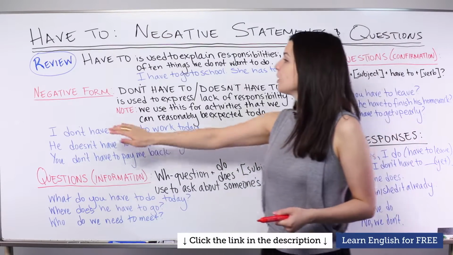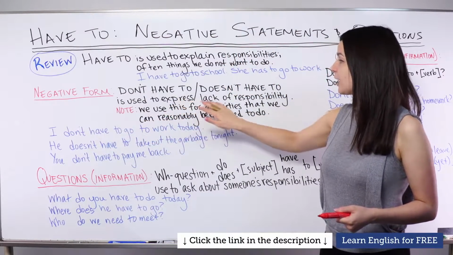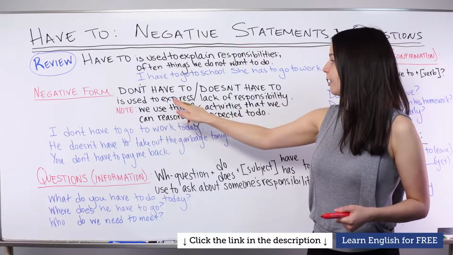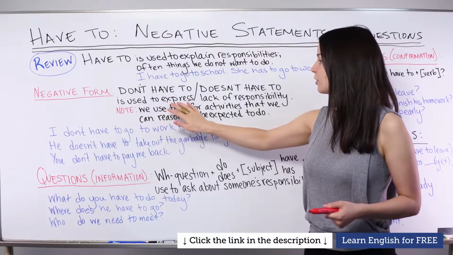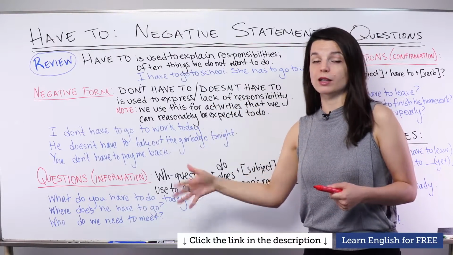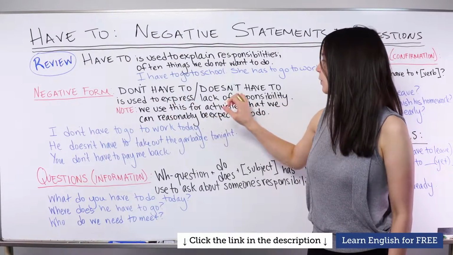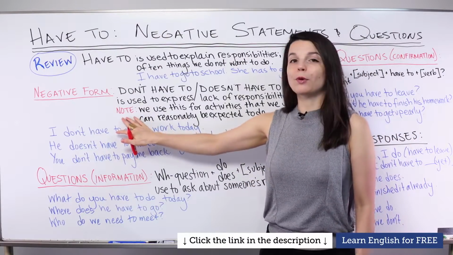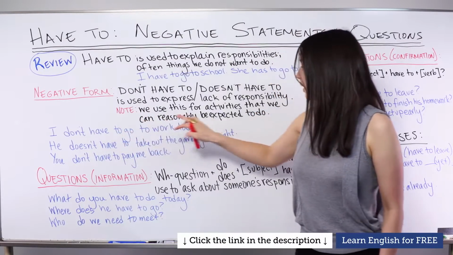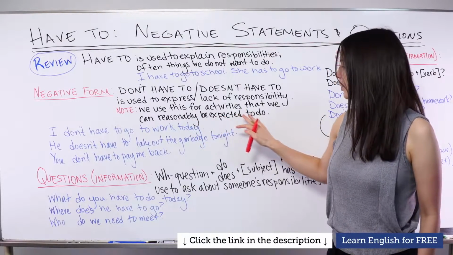Then, when we use have to in the negative form, it means we don't have a responsibility to do that thing. Or in other words, don't have to or doesn't have to is used to express a lack of responsibility. Lack of something means no of something, zero of something. No responsibility for something. So we use don't have to or doesn't have to. One important point about using this to make a negative statement: we use this for activities that we can reasonably be expected to do.